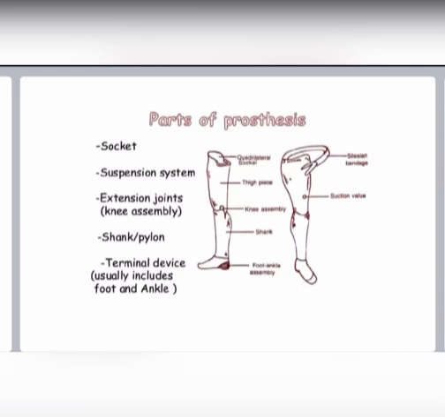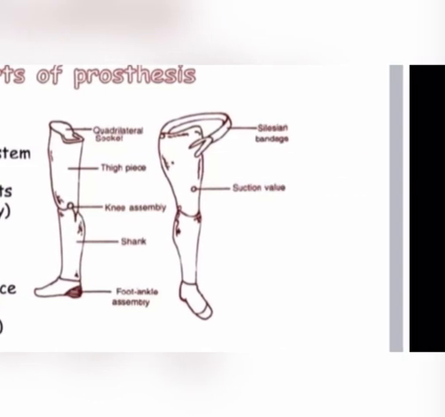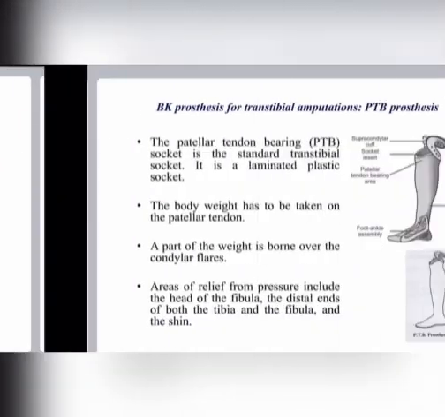Today we'll discuss the topic, parts of prosthesis. The parts of the prosthesis start from the quadrilateral socket, thigh piece, that is the suspension system, knee assembly, extension of joints, shank, foot and ankle assembly, and the terminal device that usually includes the foot and ankle. On the other side, the Silesian bandage and suction valve are also part of the prosthesis.